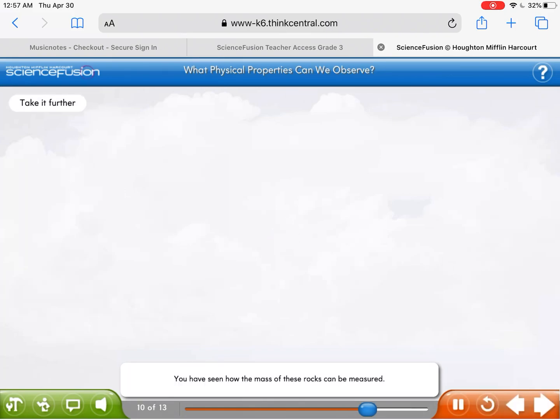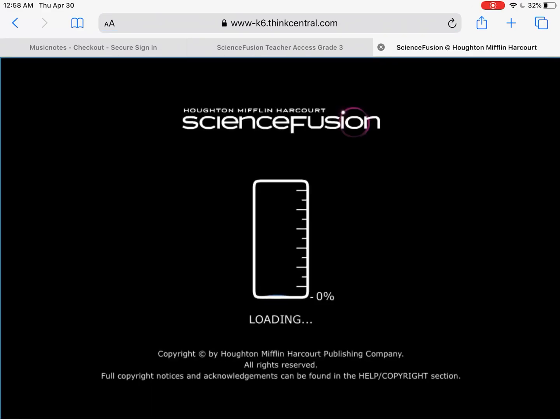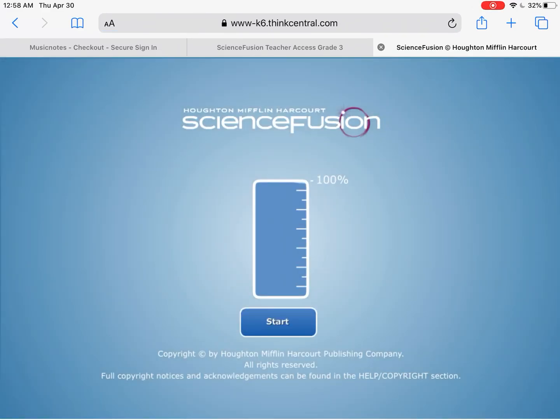You have seen how the mass of these rocks can be measured. Another property you can measure for the rocks is volume. Remember, volume is the amount of space an object takes up. Make a prediction. Will the rock with the least mass also have the least volume? Click yes or no. All right, let me refresh and see if it shows up.